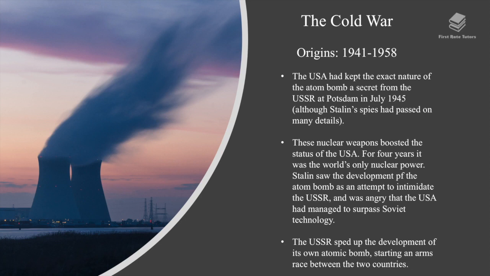Stalin saw the development of the atom bomb as an attempt to intimidate the USSR and was angry that the US had managed to surpass the Soviet technology. The USSR sped up the development of its own atomic bomb, starting an arms race between the two countries.